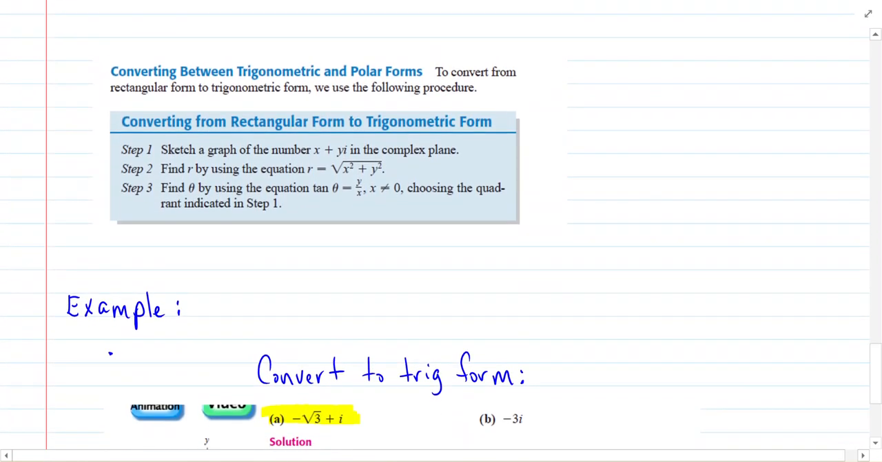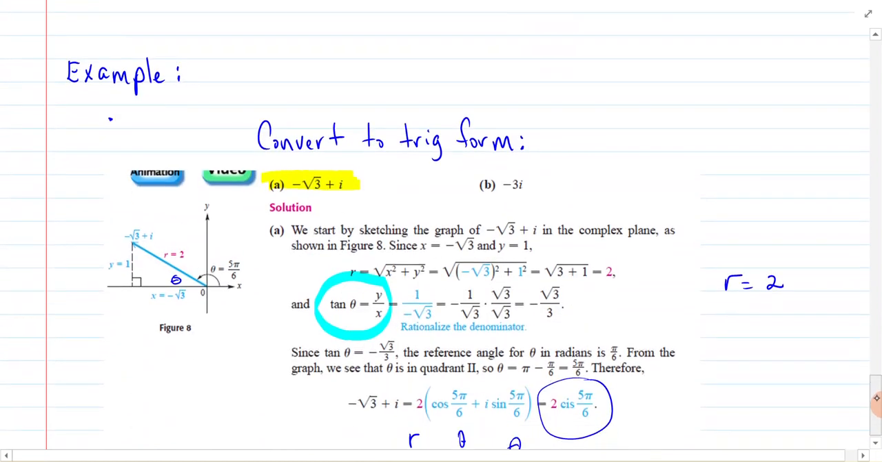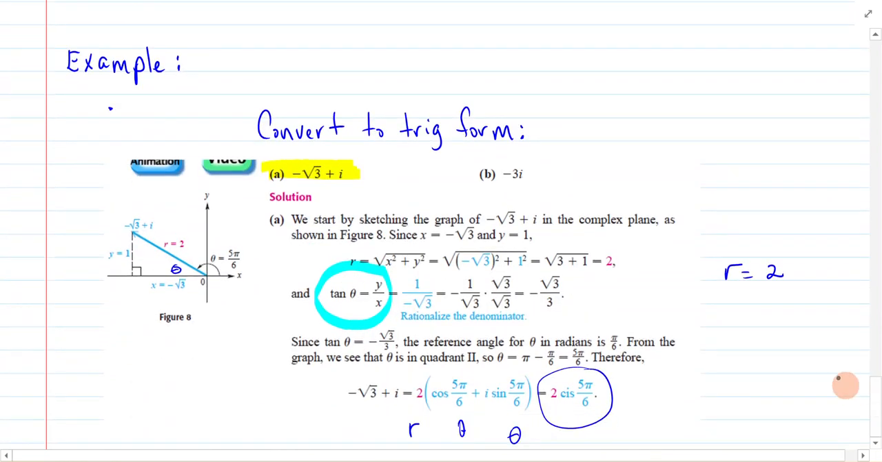Now, if we're going from rectangular to trig, that's the difference. So if we had negative square root of 3 plus i, you want to always start by graphing that, sketch the graph of that. So we don't know exactly what negative square root of 3 is, but we know it's this direction. We know it's this way, and that it was up 1 unit. So this is negative square root of 3 plus i. So we're in the second quadrant.